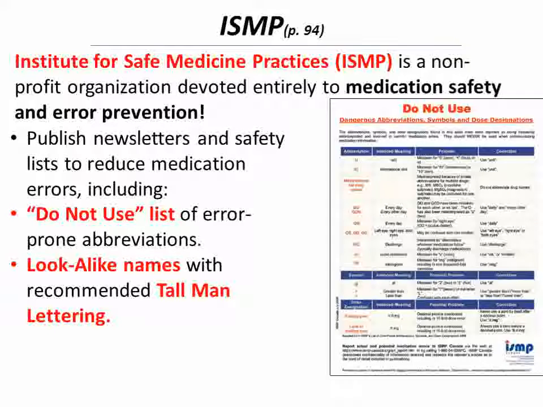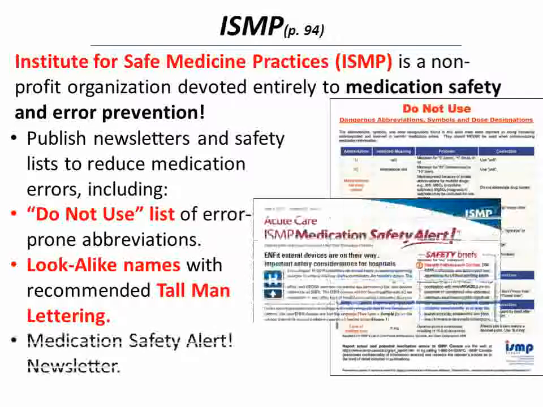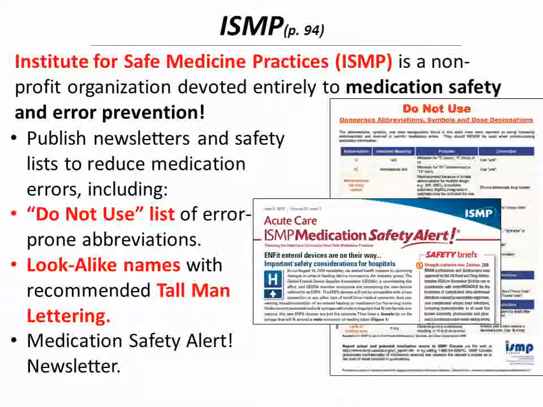In addition, ISMP publishes a list of look-alike drug names and sound-alike drug names that also are highly prone to confusion. And they indicate which drugs you should be using tall man lettering in order to more readily distinguish between them so you don't choose the wrong drug. And ISMP publishes a newsletter called the Medication Safety Alert to draw our attention to any updates or alerts that we should be aware of.